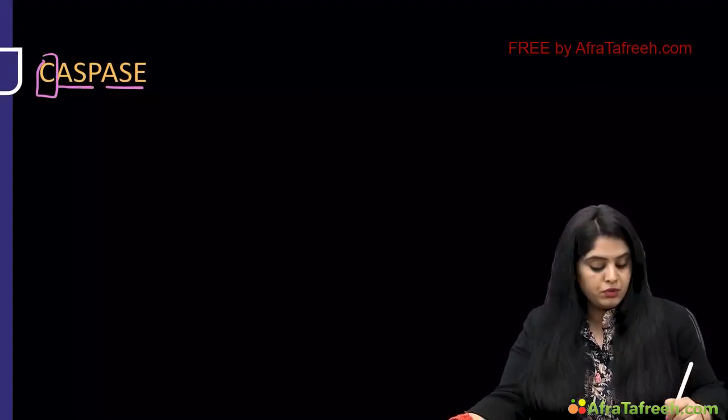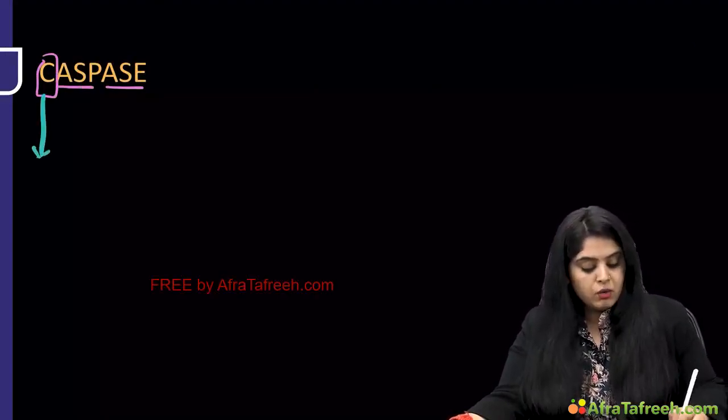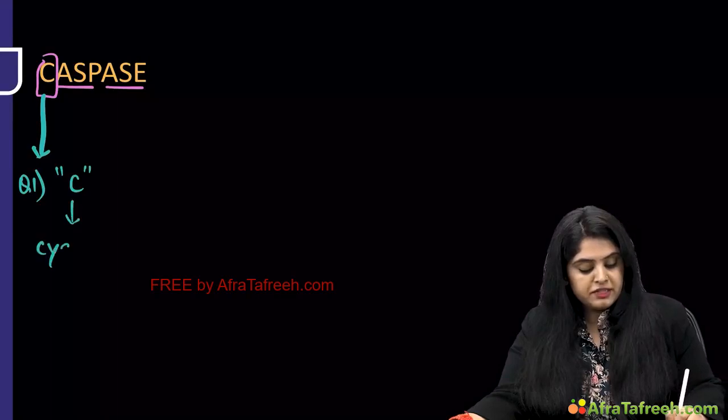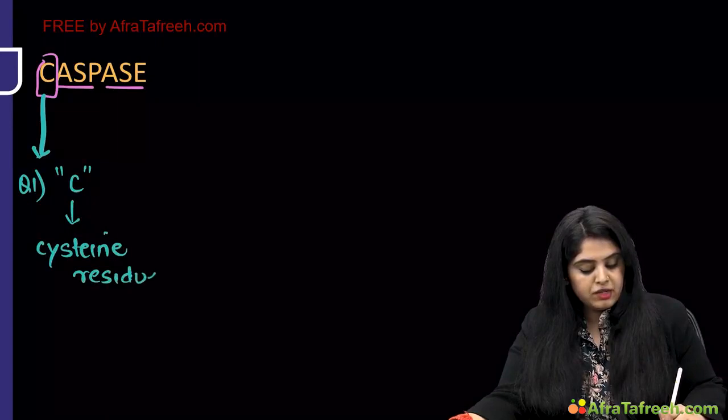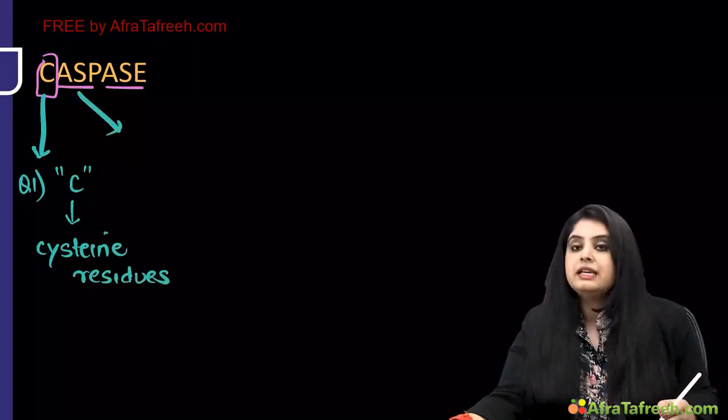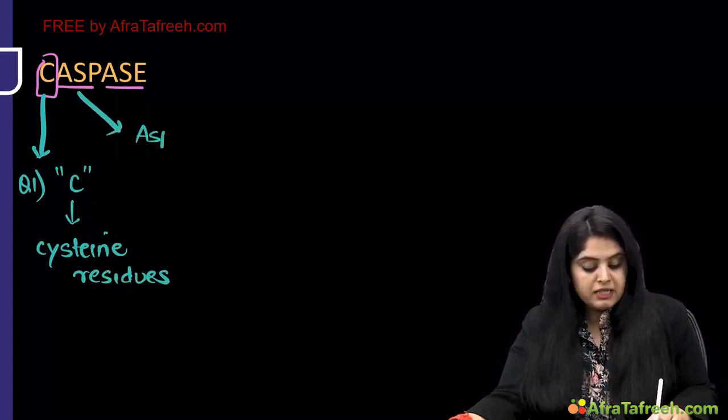So did you notice what exactly is a caspase? This is a question that you get. What is casp, ASP and ASE? Very important. So question number 1, what is C for caspase standing for? This means it has cysteine residues. Caspase has cysteine residues. Coming to the next, what is ASP? ASP is going to be aspartic acid.